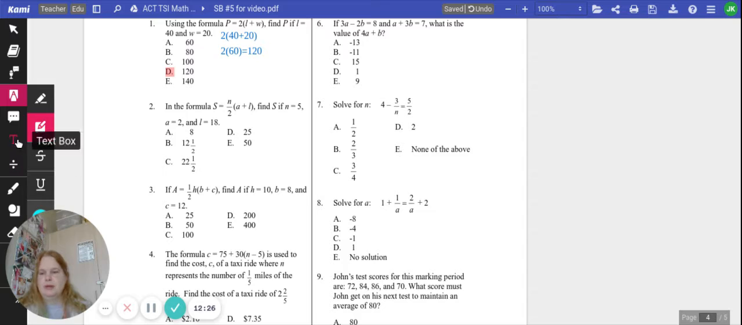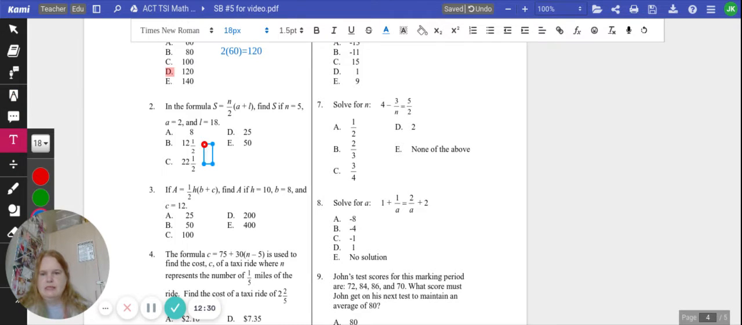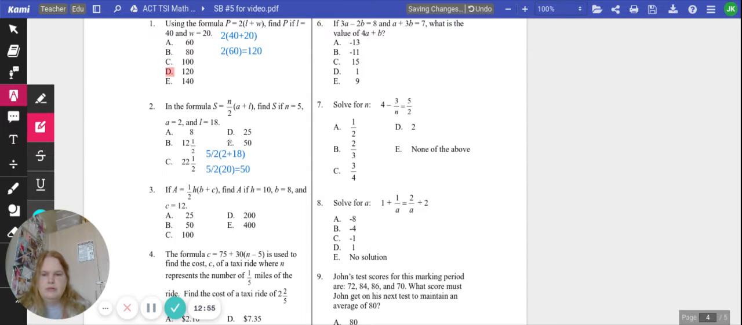Another formula. This one says S is N is 5 over 2, then a parenthesis, A plus L. A is 2, L is 18. So I get 5 over 2 times 2 plus 18 is 20. So 5 halves times that is 50. So my answer to that one is 50, which is E.